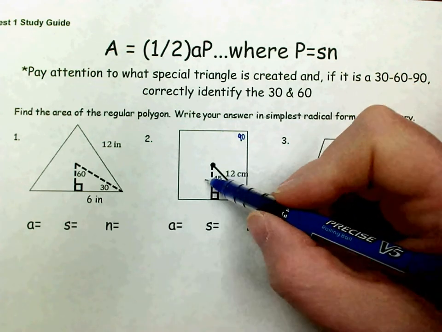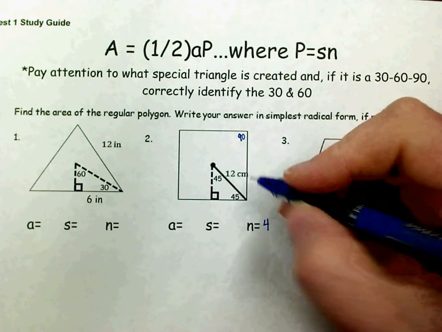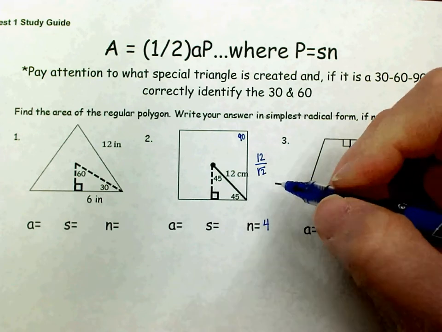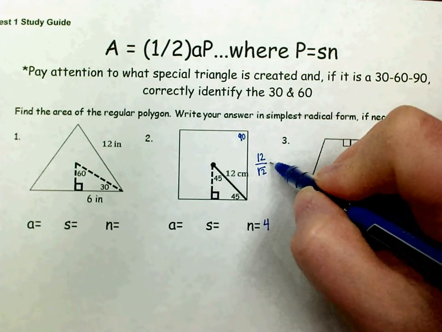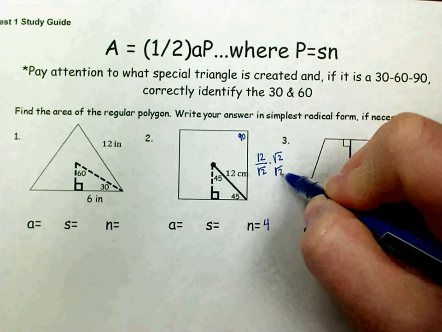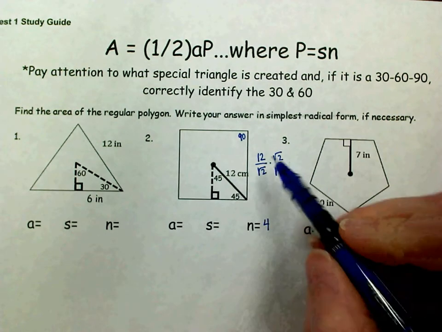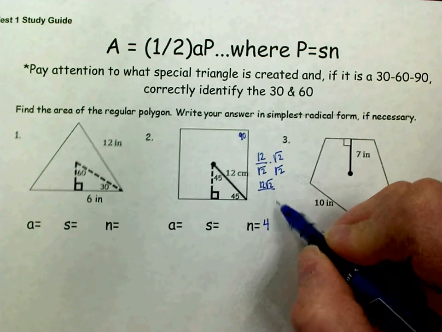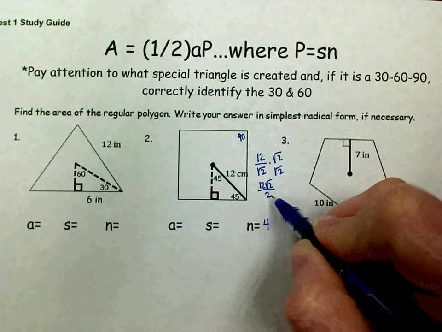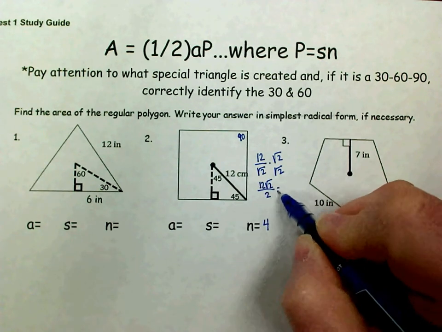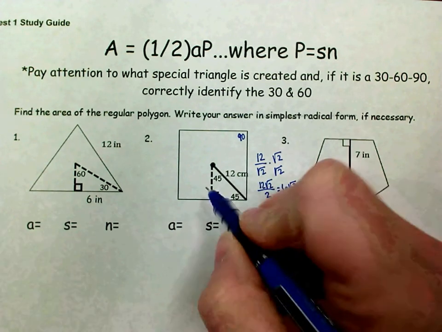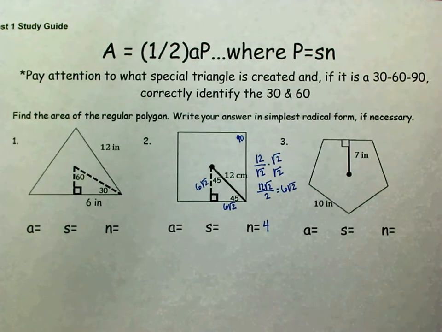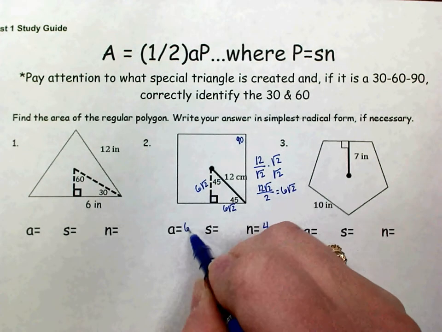To find the legs of this 45, 45, 90 triangle, I take the hypotenuse and divide by the square root of 2. Since we cannot have a radical in the denominator, we rationalize it by multiplying both the numerator and the denominator by the square root of 2. So in the numerator, we have 12 square roots of 2. In the denominator, the square root of 2 times the square root of 2 is the square root of 4, which is just 2. And then the 12 divided by 2 would simplify to 6. So we have 6 square roots of 2 for our two legs that are congruent to each other. So that gets me the apothem is 6 square roots of 2.